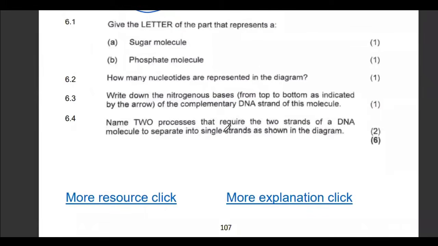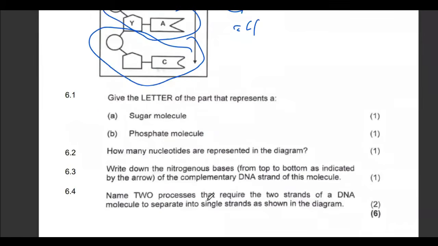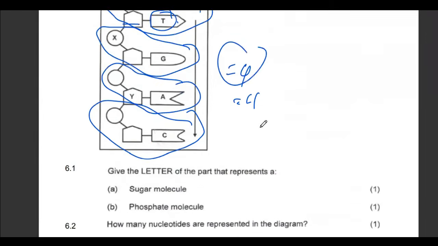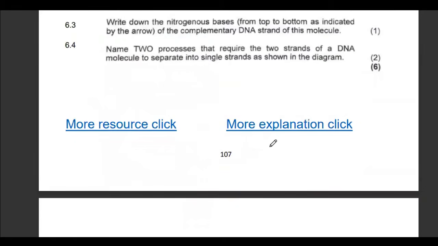Write down the nitrogenous bases from top to bottom, as indicated by the arrow, as the complementary base strand of this molecule. Here it is just T, they're saying on DNA. Complementary. So they are not talking about converting it into RNA. Don't forget that A goes with T, and C goes with G. Whenever there is A, you put T. Whenever there is C, you put G. So basically, that's how it's supposed to be answered.